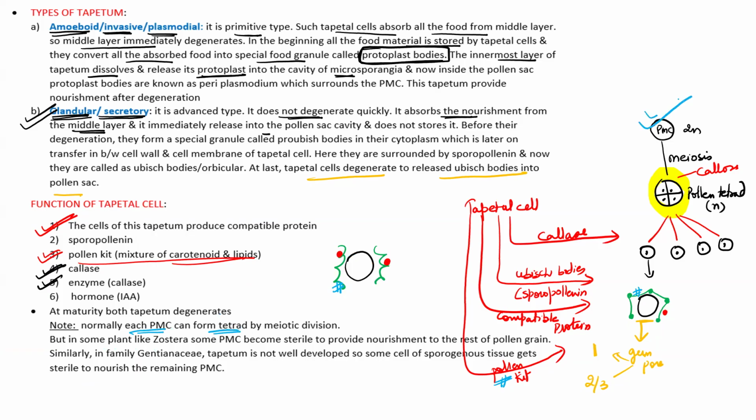Right now I've shown you one PMC is making only one pollen tetrad, and the role of the tapetum is to release enzymes. It is releasing Ubisch bodies. It is releasing compatible protein. It is making the pollen kit also, as well as it is responsible for the formation of hormones so that growth can occur, because it's responsible for cell division. Clear? But in some plants like Juncus, some PMCs become sterile to produce nourishment to the rest of the pollen grains. So I hope in this video you are comfortable with the anther wall in detail.